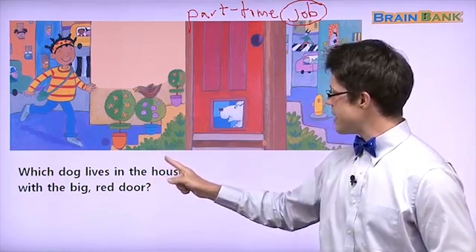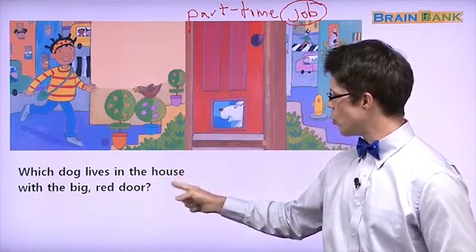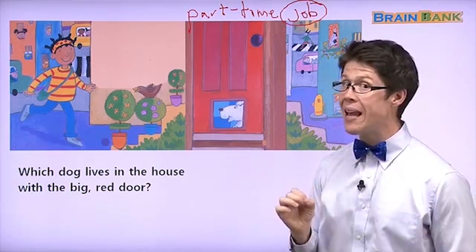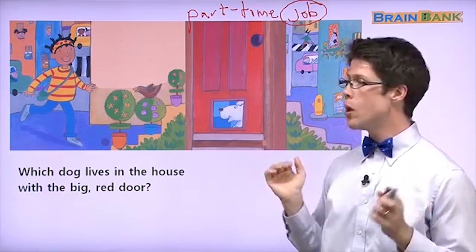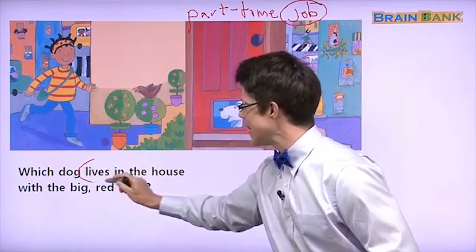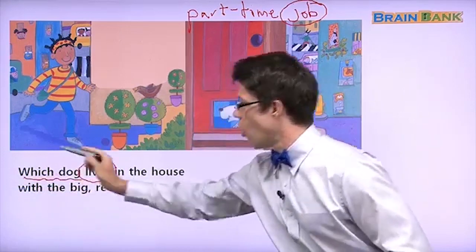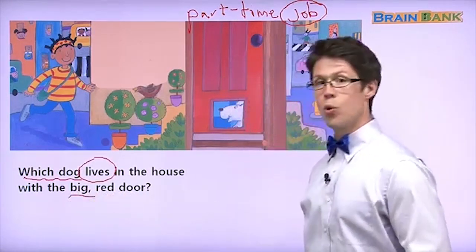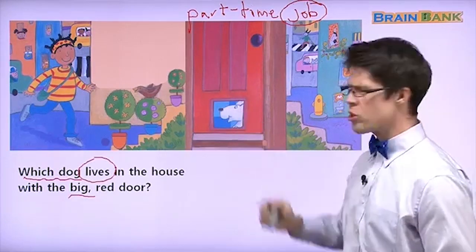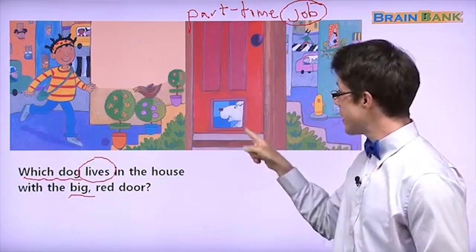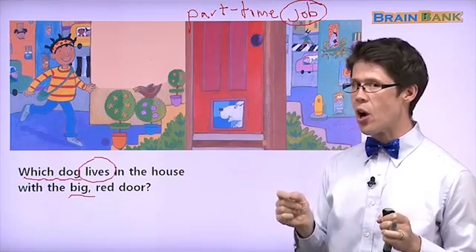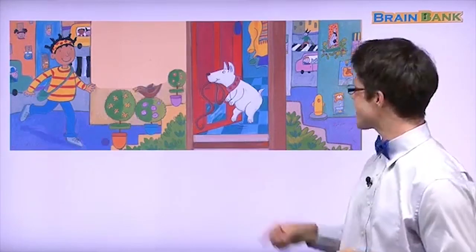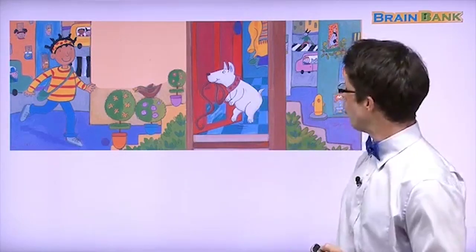Which dog lives in the house with the big red door? 큰 빨간 문 있는 집 안에 무슨 강아지 살아요? Which dog lives? 살다. Okay. Which dog? 어느 개? 어느 강아지? Which dog lives in the house with the big red door? Which dog is it? Well, it's white, right? We can say the white dog. The white dog. Let's check. Ta-da! Yes! Look at that. It's a white dog.